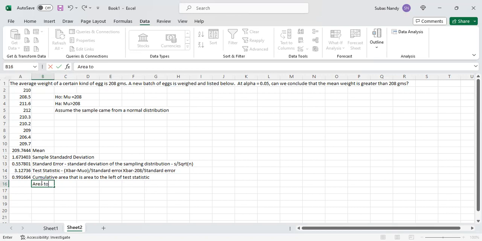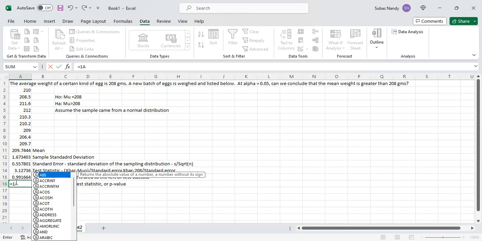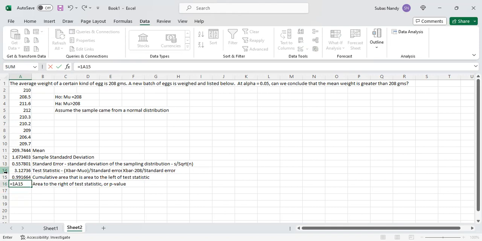So now the area to the right of the test statistic, or p-value. How will I do that? I know the total area under the T distribution is 1, minus the cumulative area to the left of 3.127, which is cell A15. So 1 minus A15. And that gives the p-value.